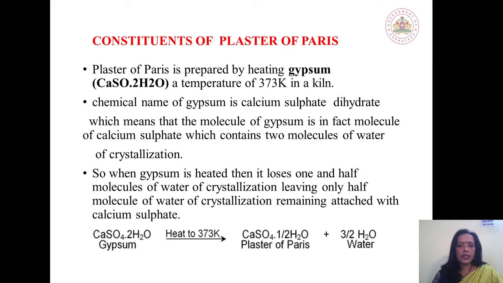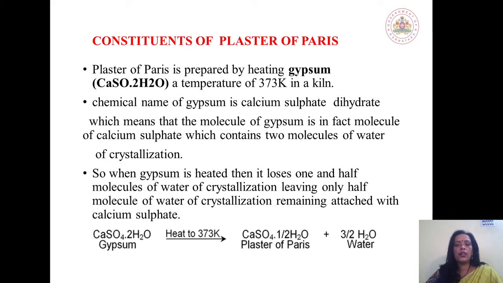When gypsum is heated, it loses one and a half molecules of water of crystallization, leaving only half a molecule of water of crystallization remaining attached to calcium sulfate. So CaSO4.2H2O, when heated to a temperature not more than 373 Kelvin, is converted into CaSO4.0.5H2O. We call this calcium sulfate hemihydrate, and this is plaster of Paris.